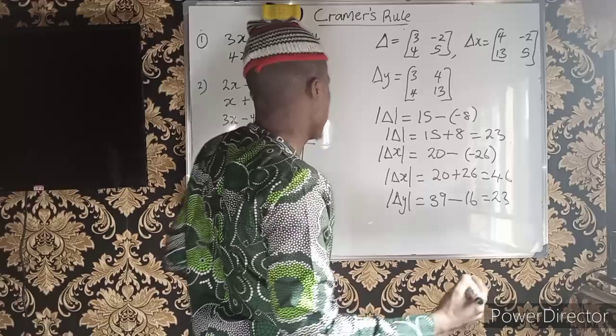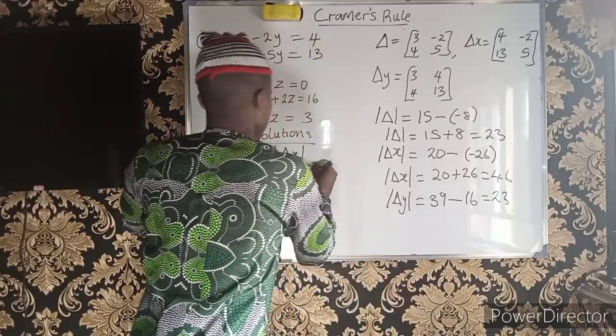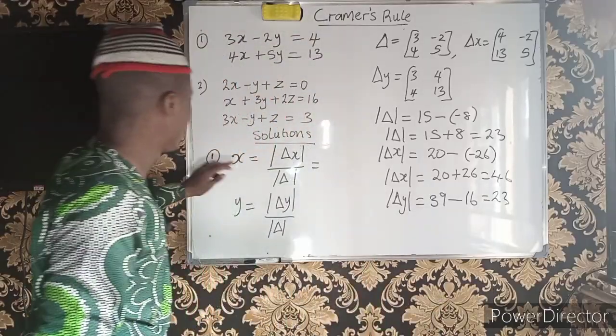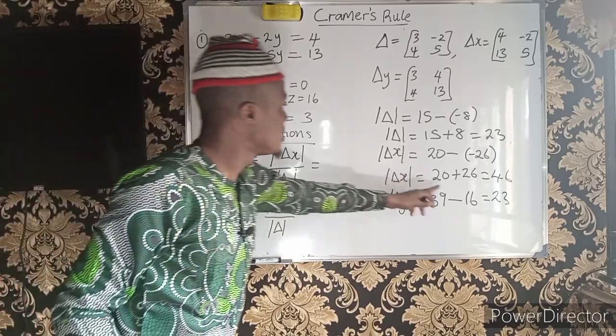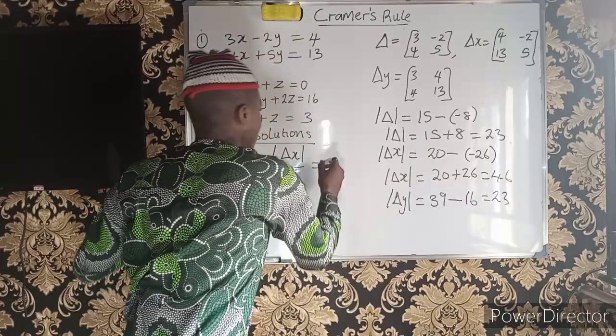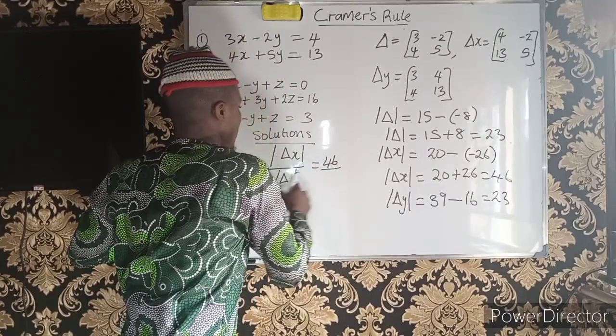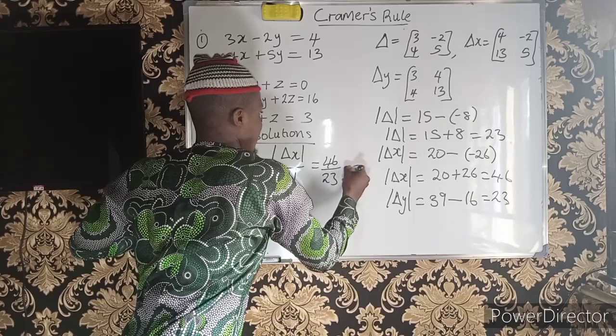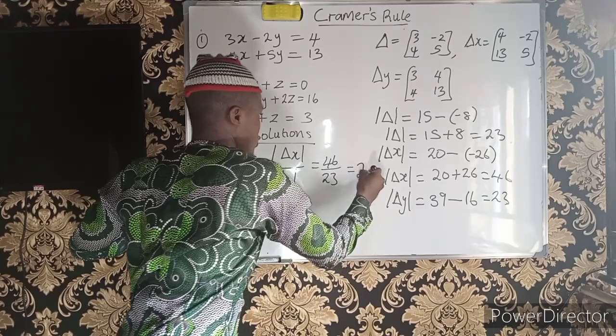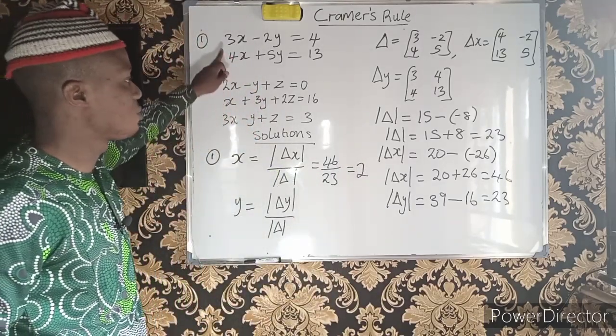Now, finally, we have almost finished. Here, the value of x is determinant of change in x over determinant of change. Our change in x is 46, so we have 46 over determinant of change, which is 23. If I divide 46 by 23, I will get 2. So the value of x is 2.